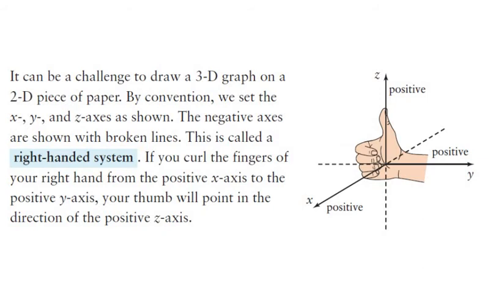It can be a challenge to draw a 3D graph on a 2D piece of paper, and by convention we set the x, y and z axes as shown. The negative axes are shown with broken lines, and this is called a right-hand system. As you see here, we have the x-axis, y-axis, and z-axis. If you curl the fingers of your right hand from the positive x-axis to the positive y-axis, your thumb will point in the direction of the positive z-axis.